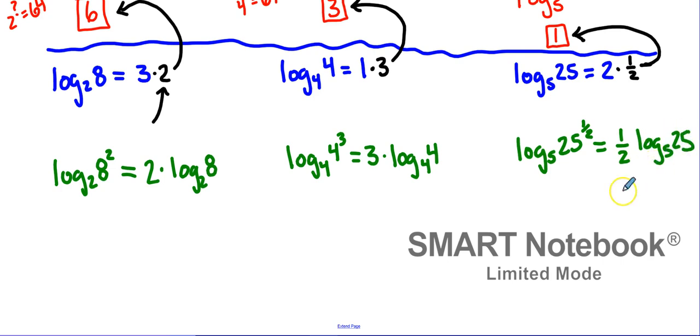And it makes these problems a lot easier because we know what log base 2 of 8 is offhand. We know what log base 4 of 4 is offhand. And we know what log base 5 of 25 is offhand. And we can just multiply by the exponent.